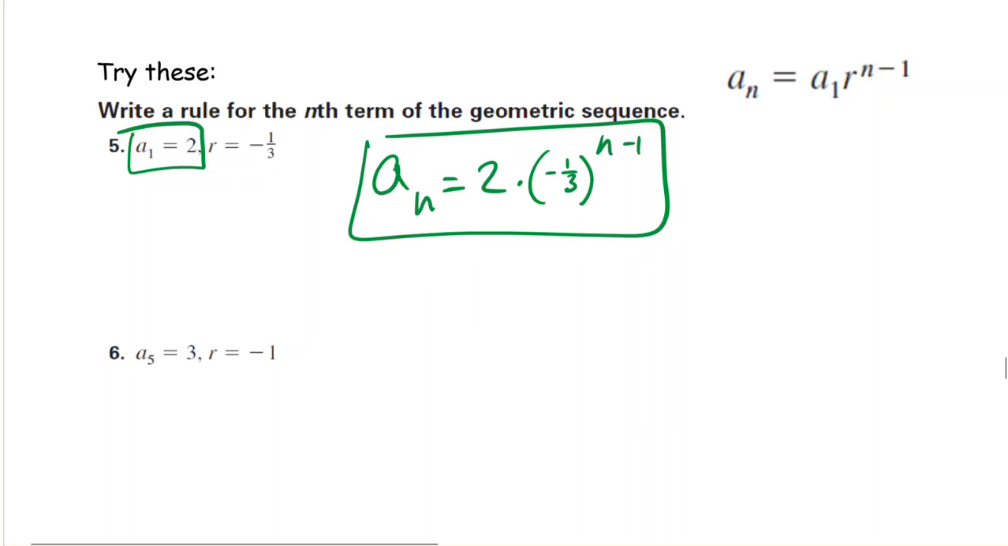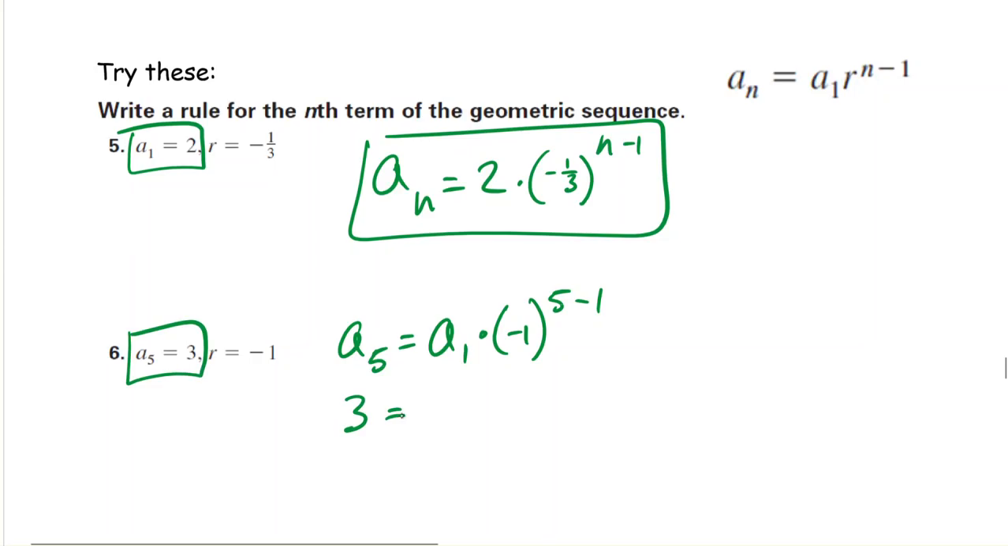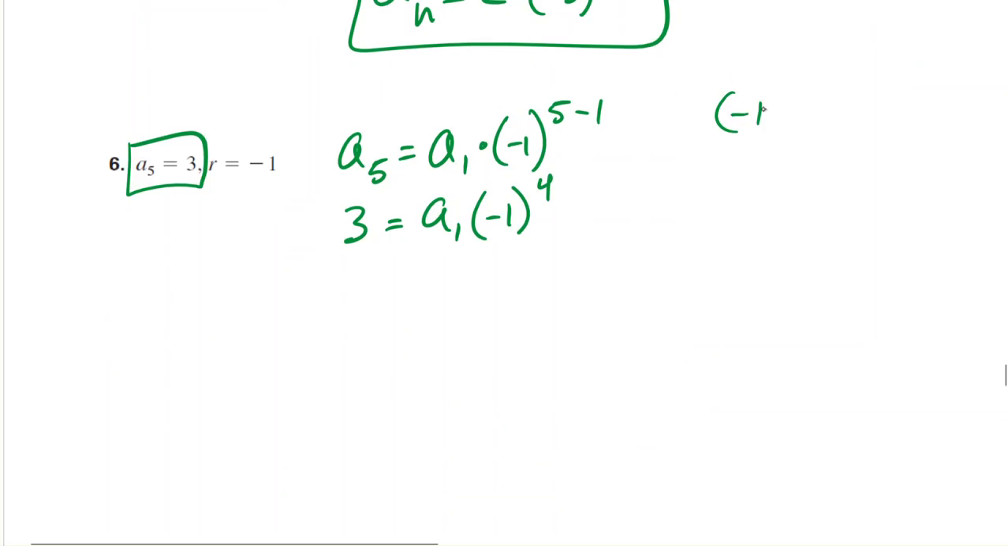So there's our rule. Our next one, we need to do a little bit more work. A sub 5 equals a sub 1 times r, which is negative 1, to the 5 minus 1 power. And what is a sub 5? A sub 5 is 3, so 3 equals the first term times negative 1 to the fourth power. Well, what is negative 1 to the fourth power? Negative 1 times negative 1 times negative 1 times negative 1. And this makes 1, and that makes 1, and 1 times 1 makes 1.